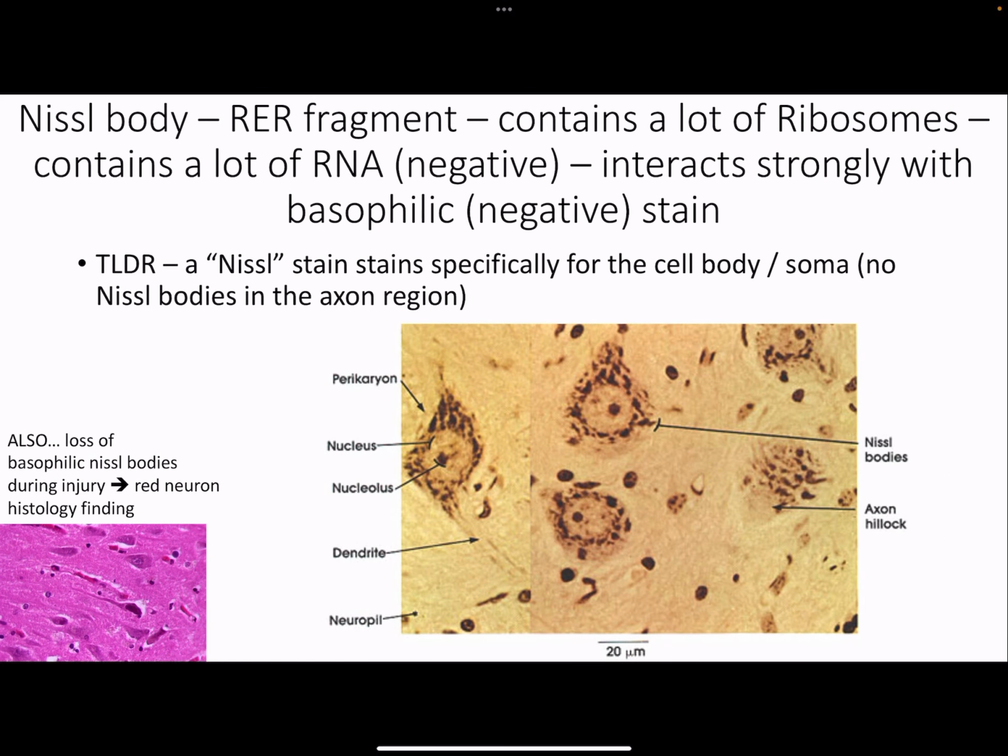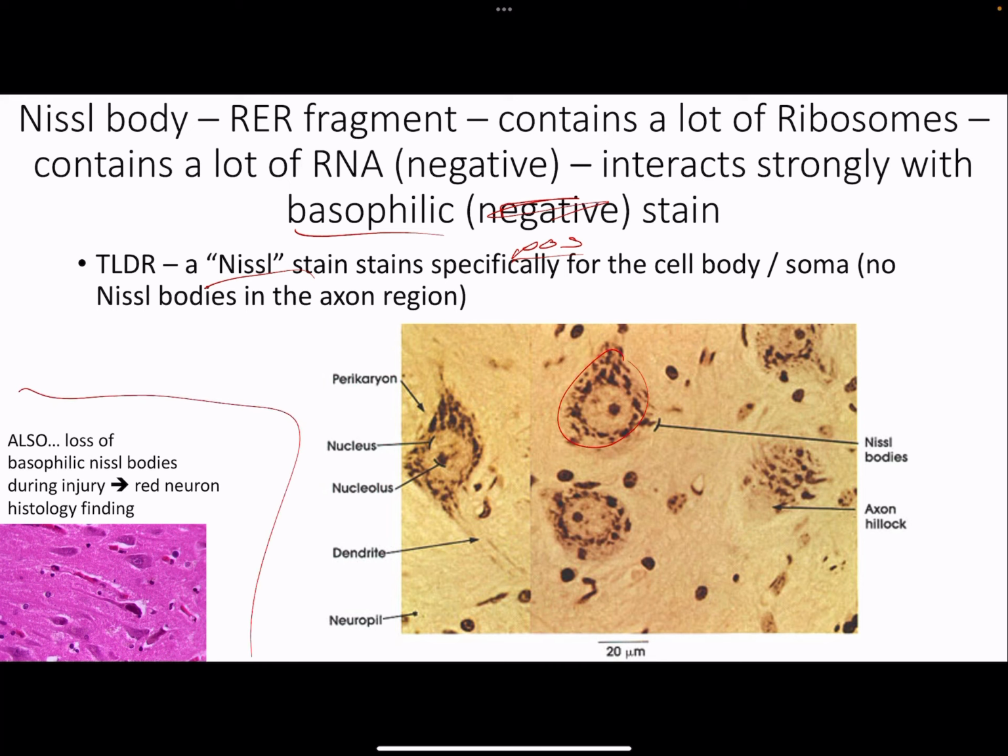Nissl bodies. These are rough endoplasmic reticulum fragments. Remember that the rough ER has a lot of ribosomes. Ribosomes have a lot of RNA. RNA is an acid, ribonucleic acid. Acids love bases, hence they are basophilic. They are going to bind with the stain; this is technically actually a positive stain. Too long, didn't read: if you wanted to stain just a cell body and not the axon, you would do a Nissl stain, because the Nissl bodies are not in the axons. They're just in the soma area.